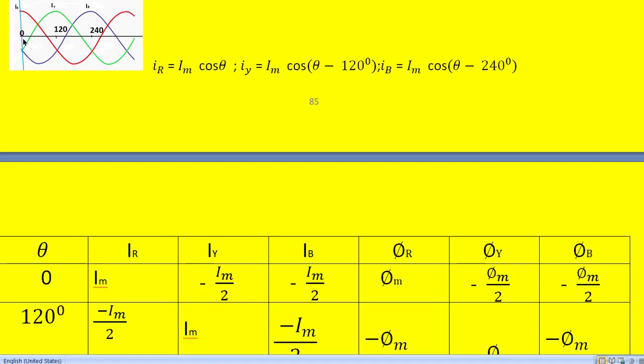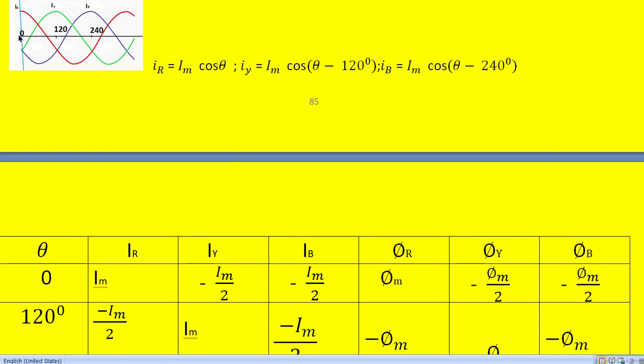At theta equal to 0 degrees, what is the Iy value? It means the Y phase current value. So when theta is equal to 0, we get Im cos of 0 minus 120 degrees. Cos minus 120 degrees means we get minus half into Im. So Iy value will become minus 1 by 2 into Im. So that is what we have written here.